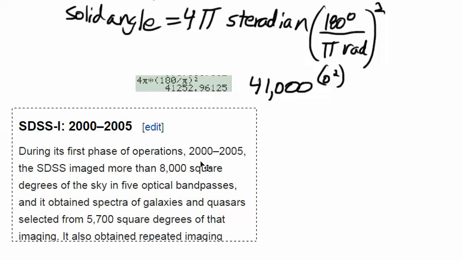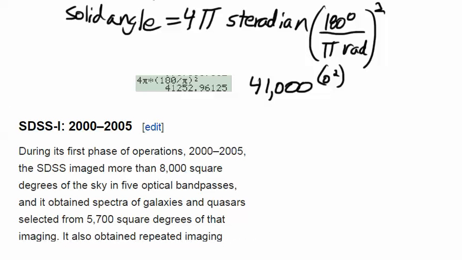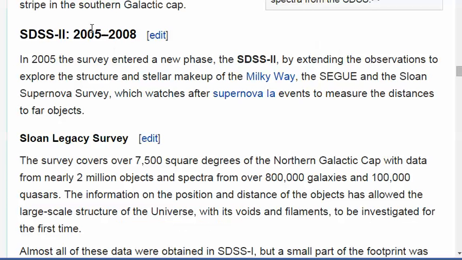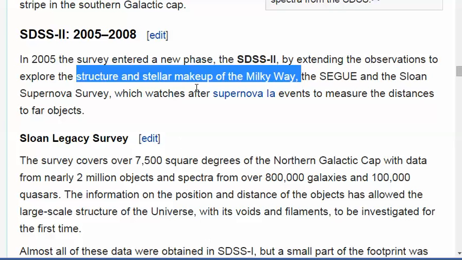So during its first phase of operations, in 2000 to 2005, the Sloan Digital Sky Survey imaged more than 8,000 square degrees of sky. So 8,000 divided by 41,000 is almost 20% of the sky. They went on in 2005 to 2008, mapping the structure and stellar makeup of the Milky Way. So that would be very nearby stars.